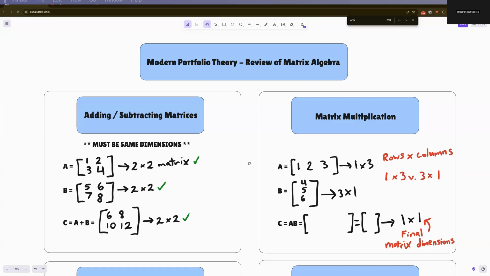So the second video will be the actual practical calculations. Then in the third video, we will be going into RStudio and actually writing the code for the optimization in R. So let's just go ahead and dive right in to the matrix algebra.